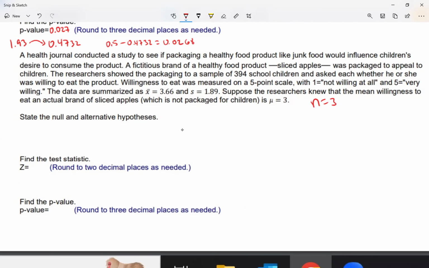N equals 394. Okay, these children were asked whether he or she was willing to eat the product. Willingness to eat was measured on a 5-point scale, from 1 to 5.